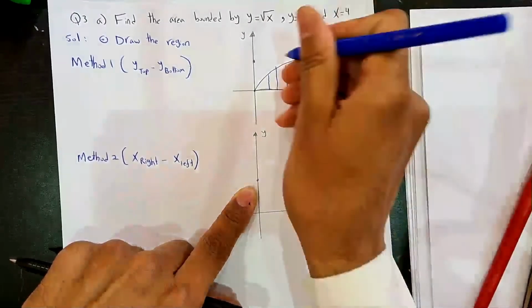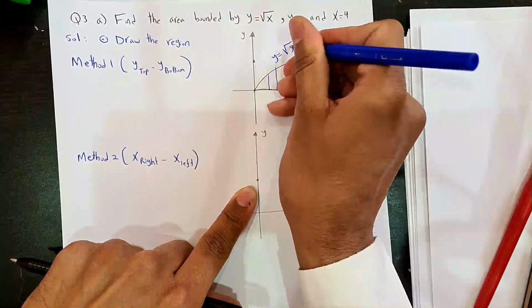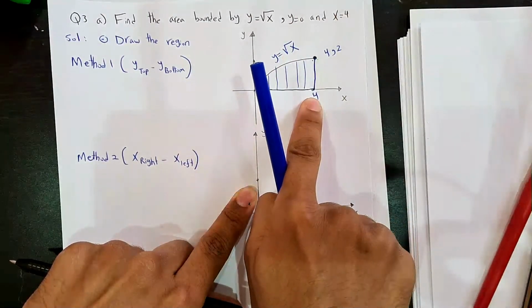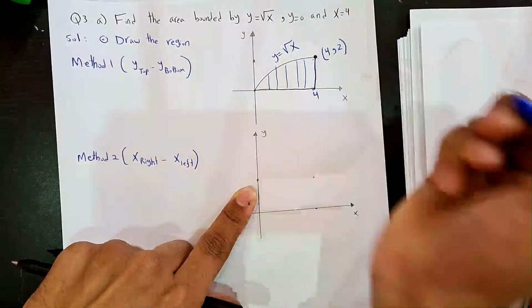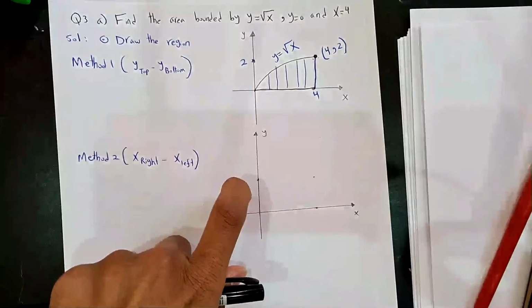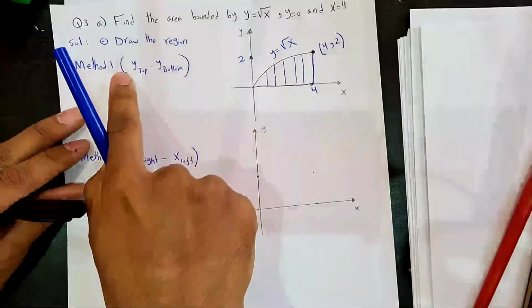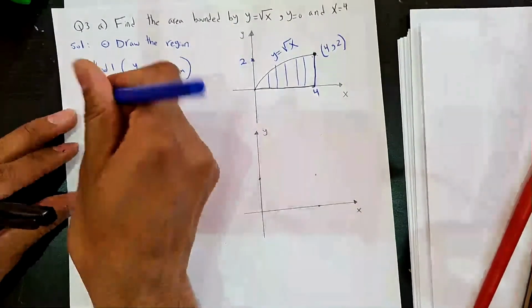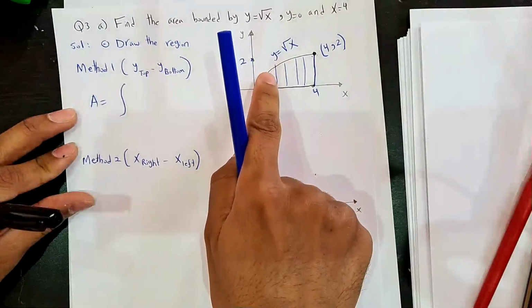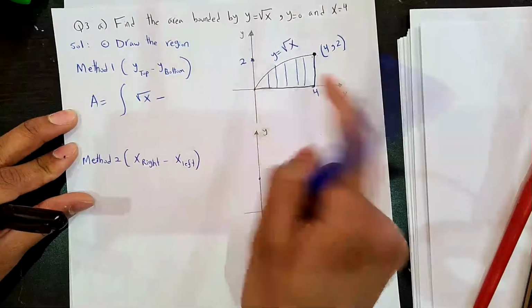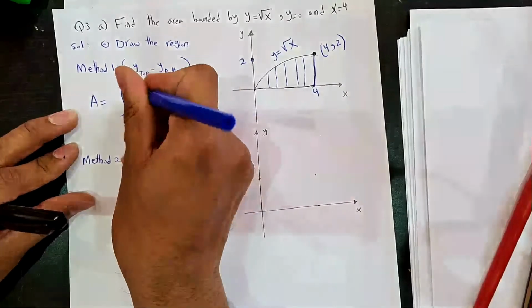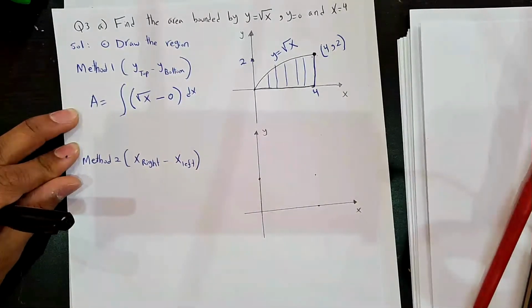If this is not clear to you, remember this is y equal root x. If x equal to 4, plug it here, you will get 2. So this is the point, and I will write 2 here on the y-axis. We will apply y top minus y bottom. The area here will be, what is y at the top? It is root x. What is y at the bottom? It is 0, dx.